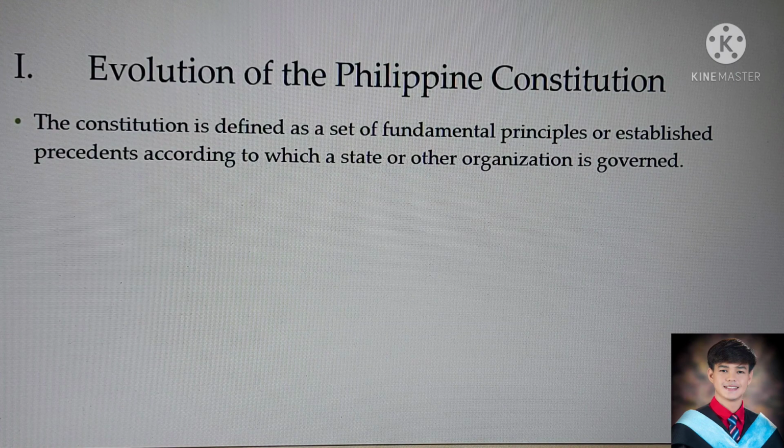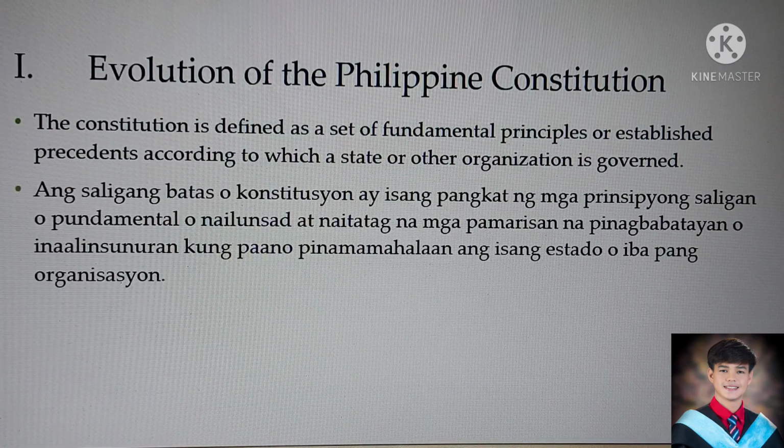Sa Tagalog, ang saligang batas o konstitusyon ay isang pangkat ng mga prinsipyong saligan at naitatag na mga pamarisan na pinagbabatayan o inaalinsunuran kung paano pinamamahalaan ng isang estado o iba pang organisasyon.